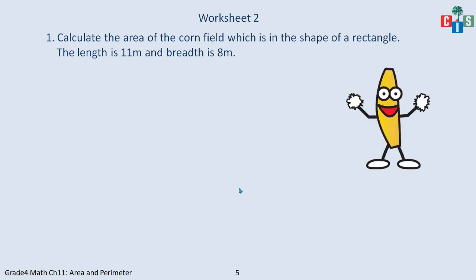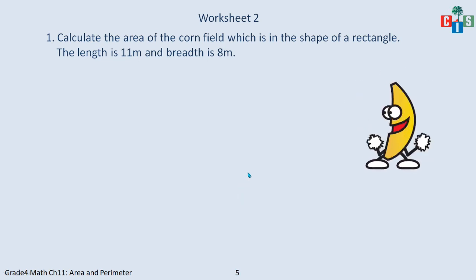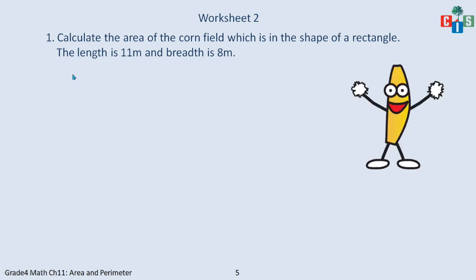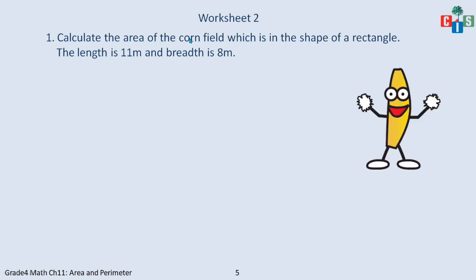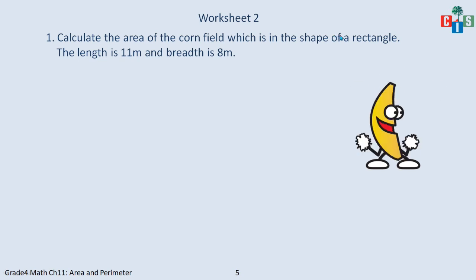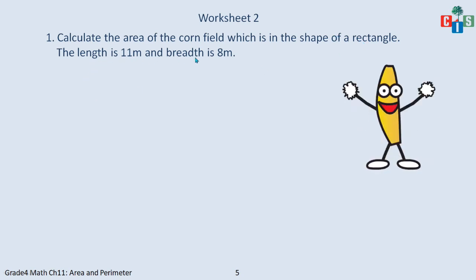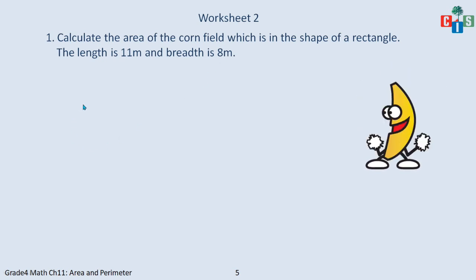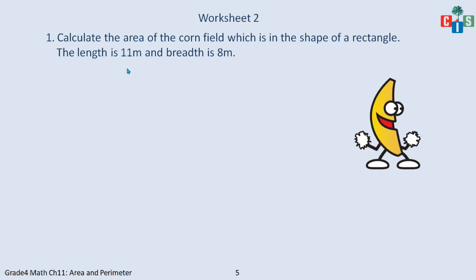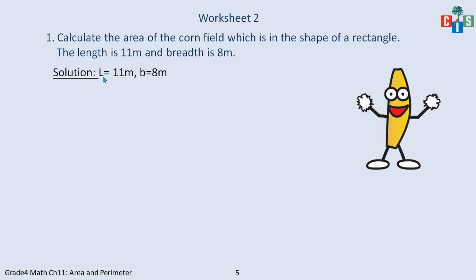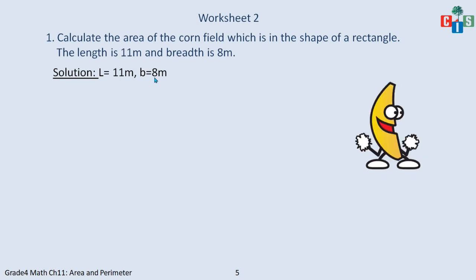Now moving on to the workbook, worksheet number 2. You have to find the area of a cornfield which is in the shape of a rectangle. The length and the breadth are given to you. So we'll have the solution. What information is given to you? Only the length and the breadth. So we'll write that first. The solution will start with the length given and the breadth given.